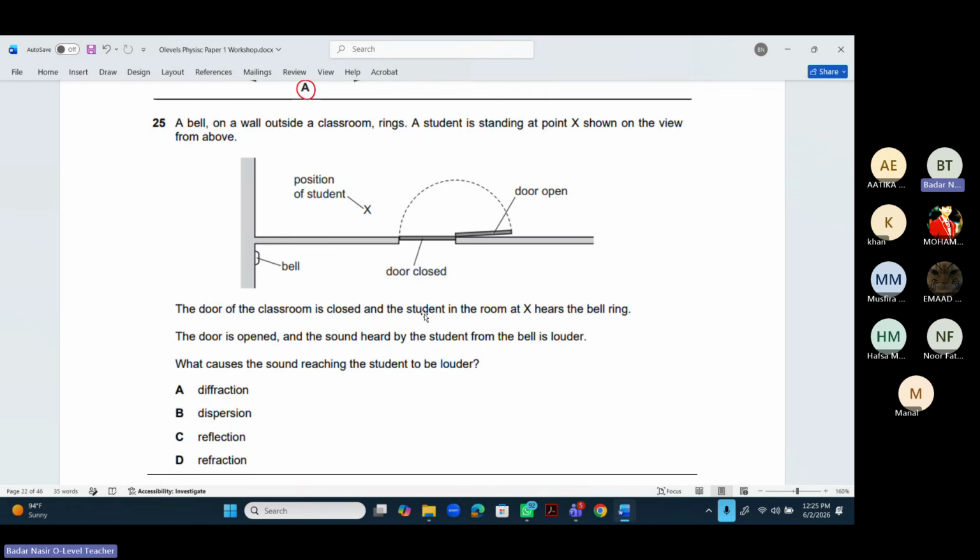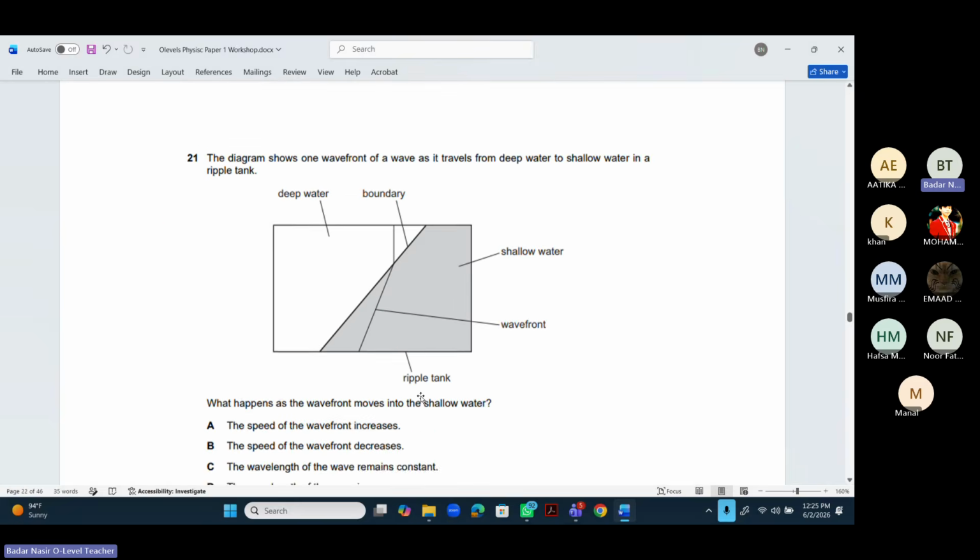सो ये कौन सा फिनोमेना होता है. यहाँ से साउंड वेव्स आती है और जैसे डोर ओपन होगा सो साउंड जो है वो डायफ्रैक्शन होती है. डायफ्रैक्शन होती थी बेंडिंग ऑफ वेव्स आफ्टर पासिंग थ्रू अ गैप. तो डायफ्रैक्शन के थ्रू ही इज एबल टू हेयर द साउंड.